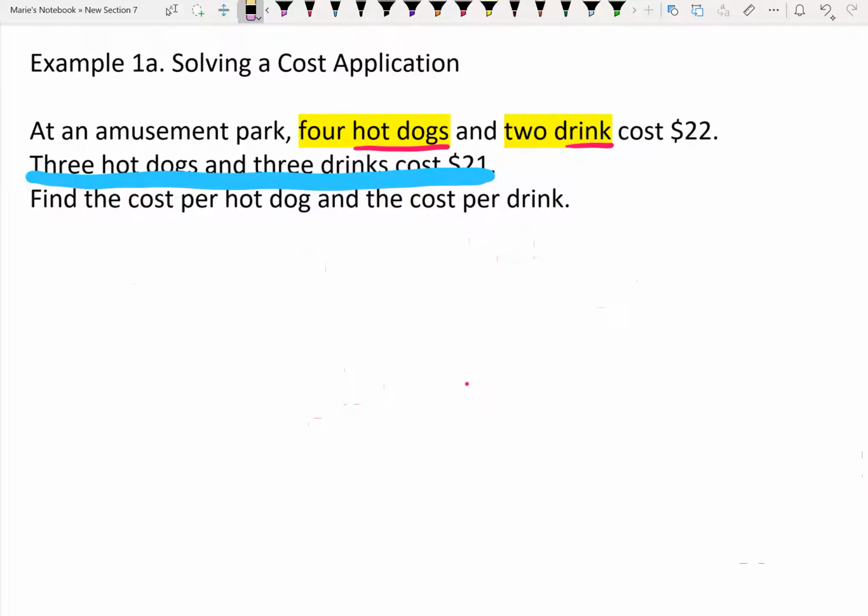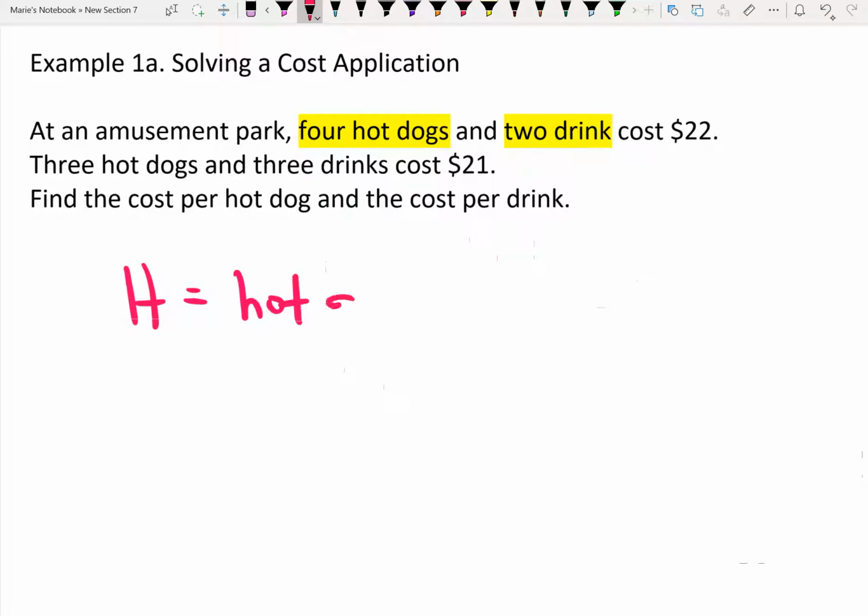Alright, so the hot dog question, when you see a question like this, the first thing I want you to do is focus on what the two variables are. Okay? So you are at an amusement park. You want to buy 4 hot dogs, 2 drinks, and you know that it's going to cost you $22. So my two variables are H for hot dog, and I'm going to use D for drink. Okay, and so those are my two variables.